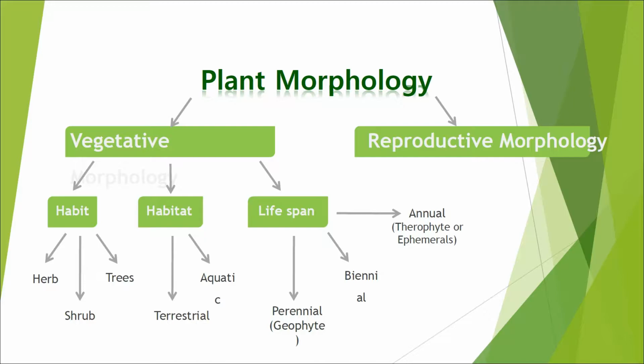Next, biennials. What are biennials? A plant that lives for 2 seasons, growing vegetative structures in the first season and then flowering and fruiting during the second season.